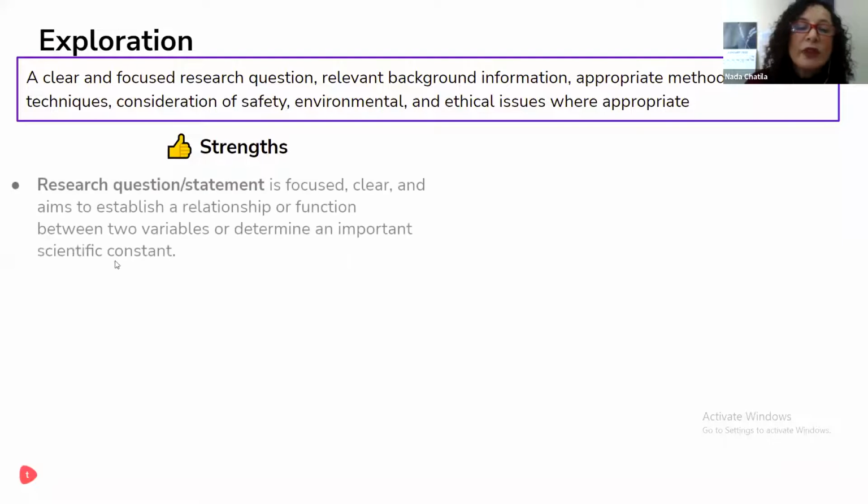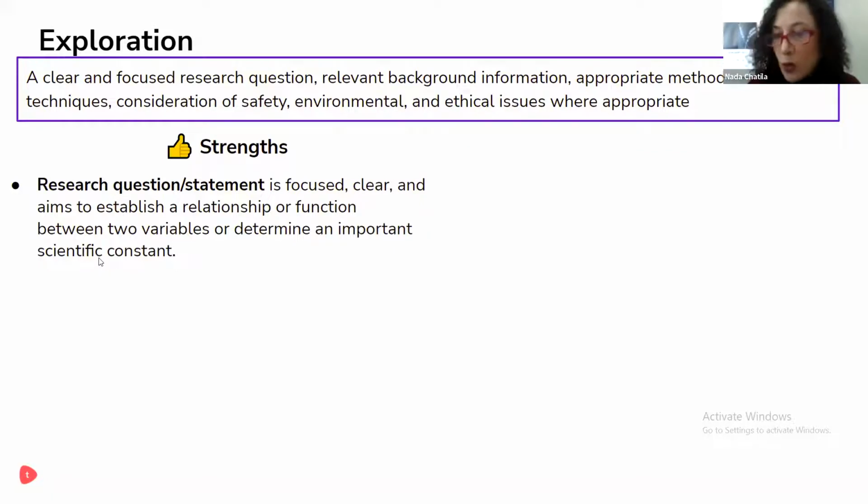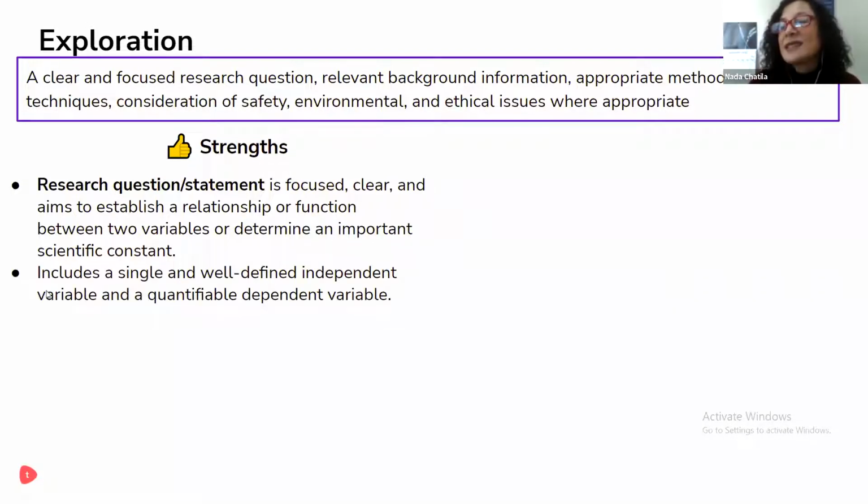Let's get started with the first descriptor, which is the research question. First of all, it does not have to be a question. It can be a statement. Strong research questions or statements are clear, focused, and aim to investigate the relationship between two variables or determine an important scientific constant. They include a single well-defined independent variable, and I would like to stress and underline this point, and a quantifiable dependent variable.